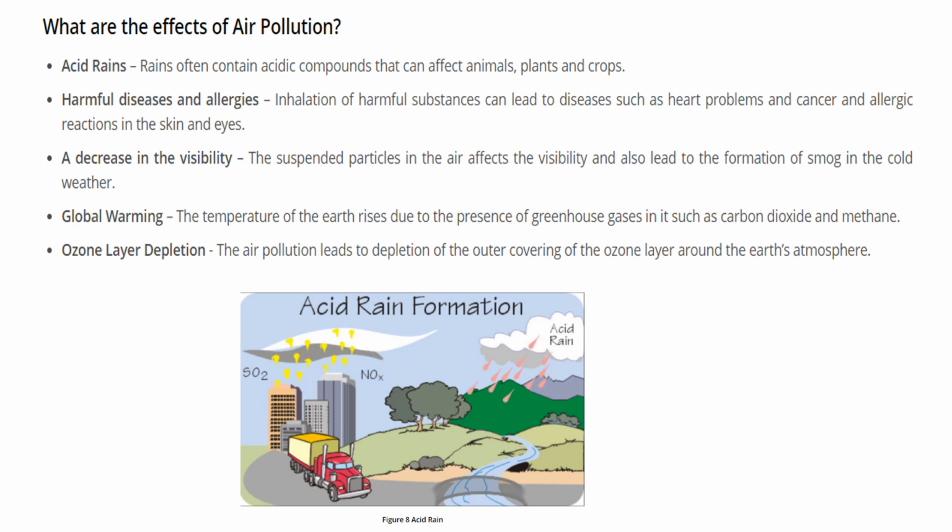And this acid rain is very harmful for the animals, plants and crops. It also causes harmful diseases and allergies. Inhalation of such harmful substances, those oxides, causes problems like heart problems, cancer, and reactions on the skin and allergies in the eyes. Those are some of the effects. And also, when these gases mix up with the atmosphere, it lowers the visibility.